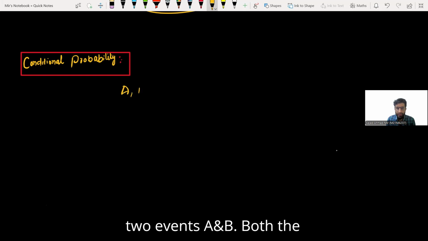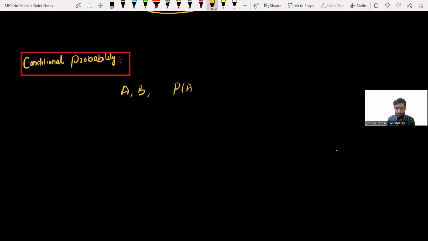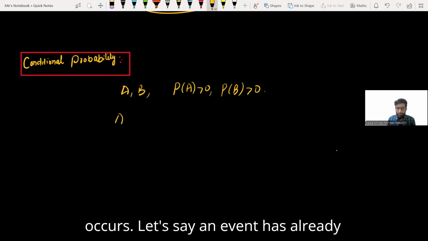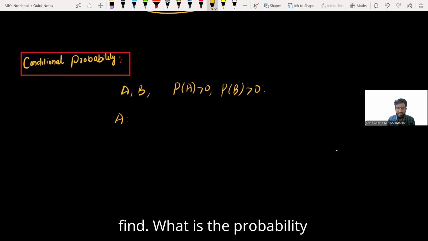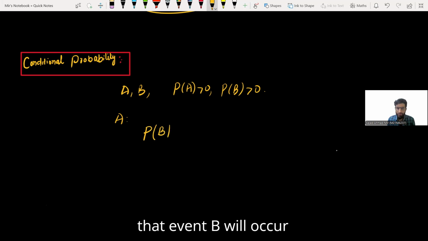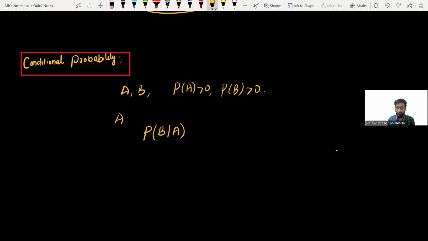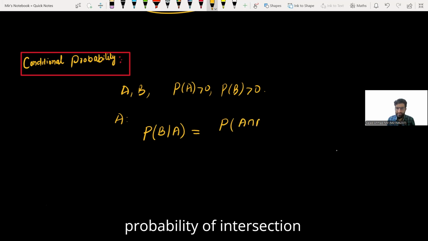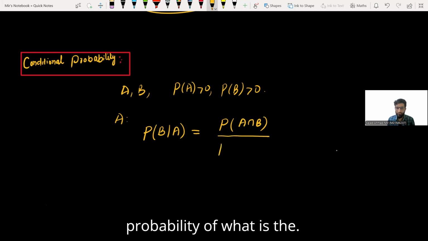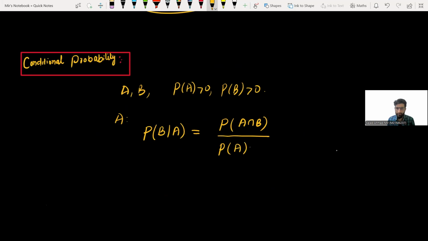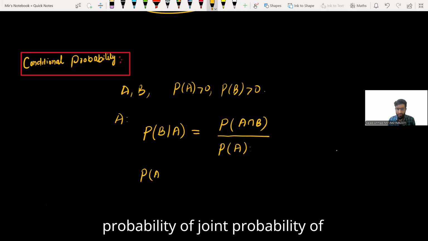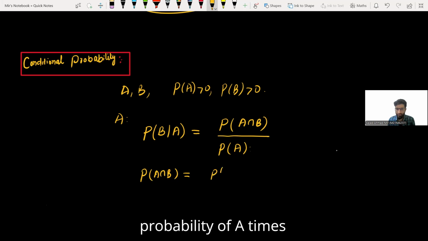Suppose you have two events A and B. Both events have some positive probability. Now, suppose event A has already occurred. Your goal is to find the probability that event B will occur given that A has already occurred. In order to find the probability of B given A, we first find the probability of the intersection, what is common between A and B, relative to the probability of occurrence of A alone. In this case, the joint probability of A and B occurring together is the probability of A times the probability of B given A.